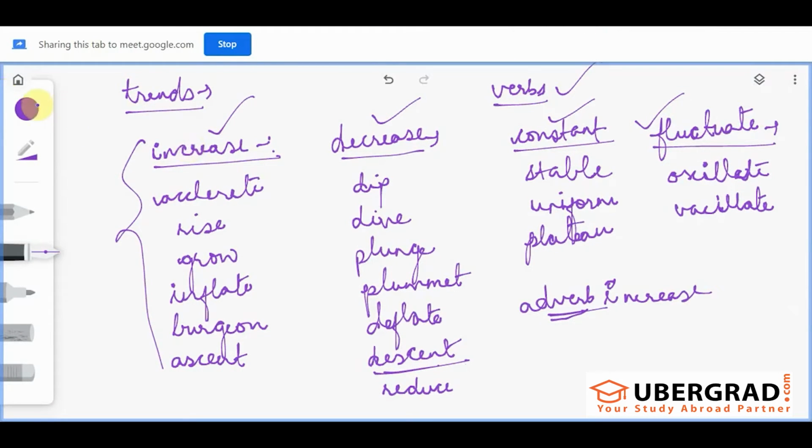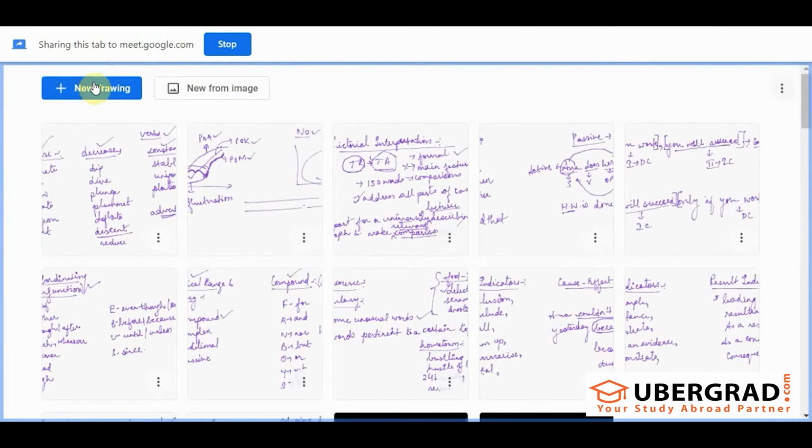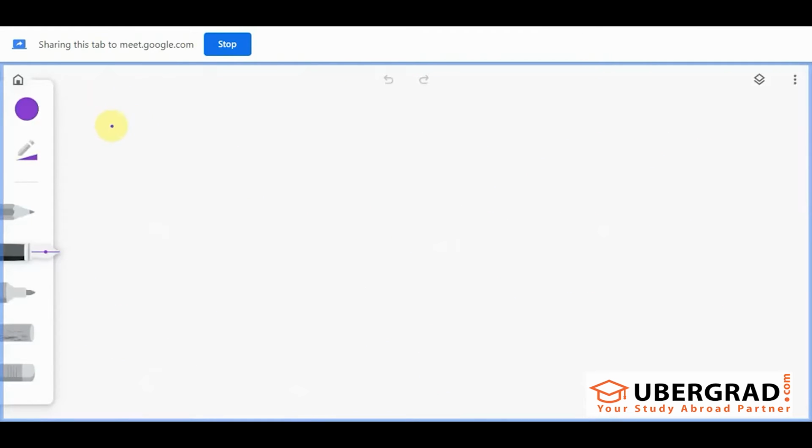So what kind of adverbs are there? Depending upon the slope of a graph, different kinds of increase and decrease can be there, right? For example, we can have a sharp rise or sharp increase. So see, there are many words over here. Sharp, drastic, sudden, abrupt. Okay, so these are adverbs.